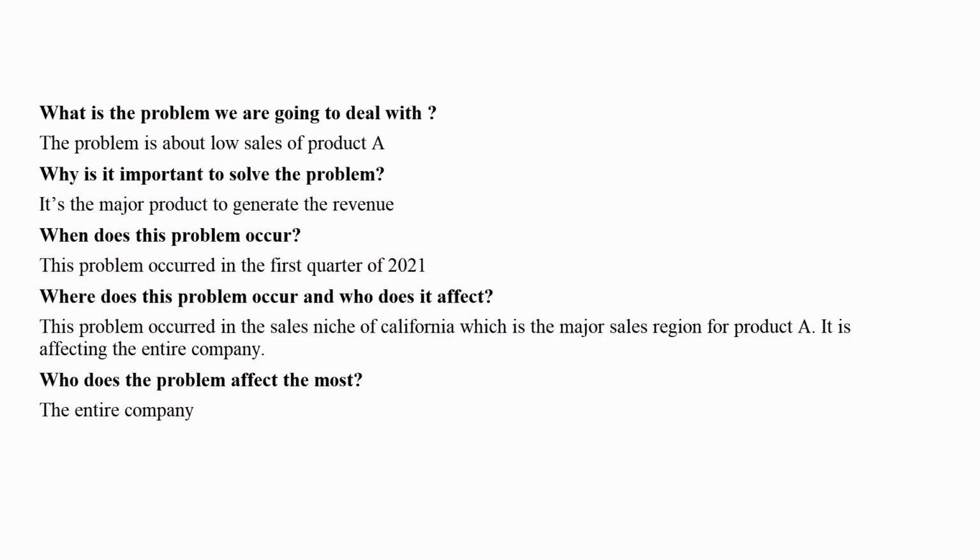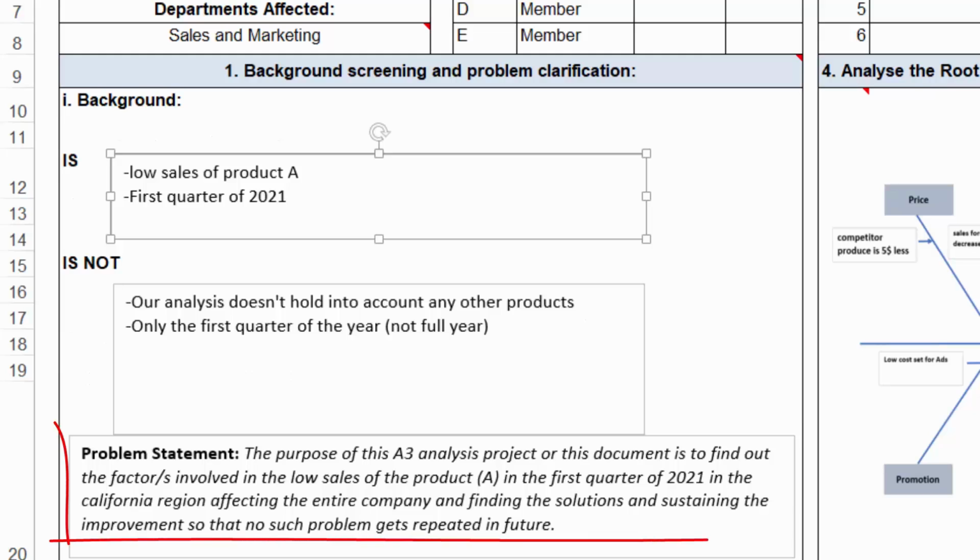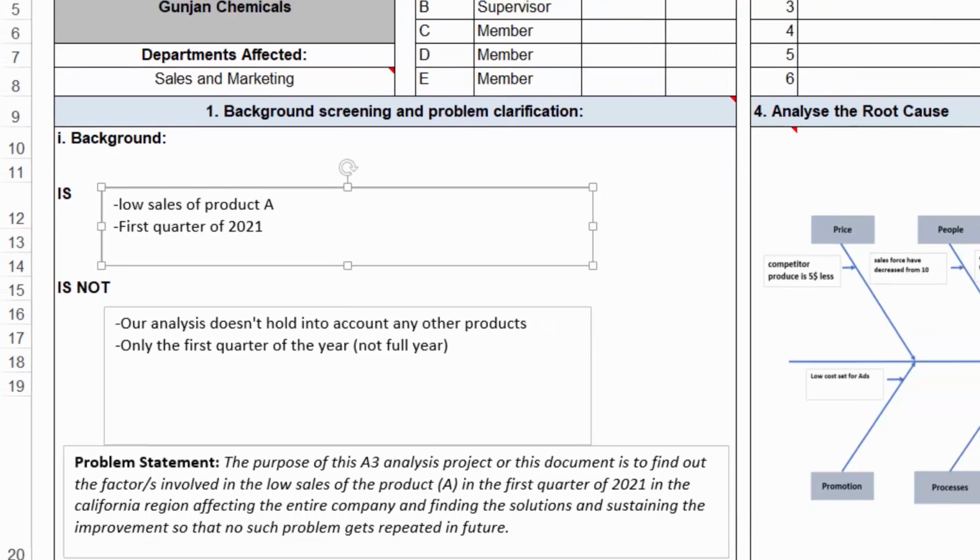So based on the WH problem statement questions, let's write our problem statement with the A3 analysis. The purpose of this A3 analysis project or this document is to find out the factors involved in the low sales of the product A in the first quarter of 2021 in the California region, affecting the entire company, and finding the solutions and sustaining the improvements so that no such problems get repeated in the future. Isn't that a wonderful problem statement?